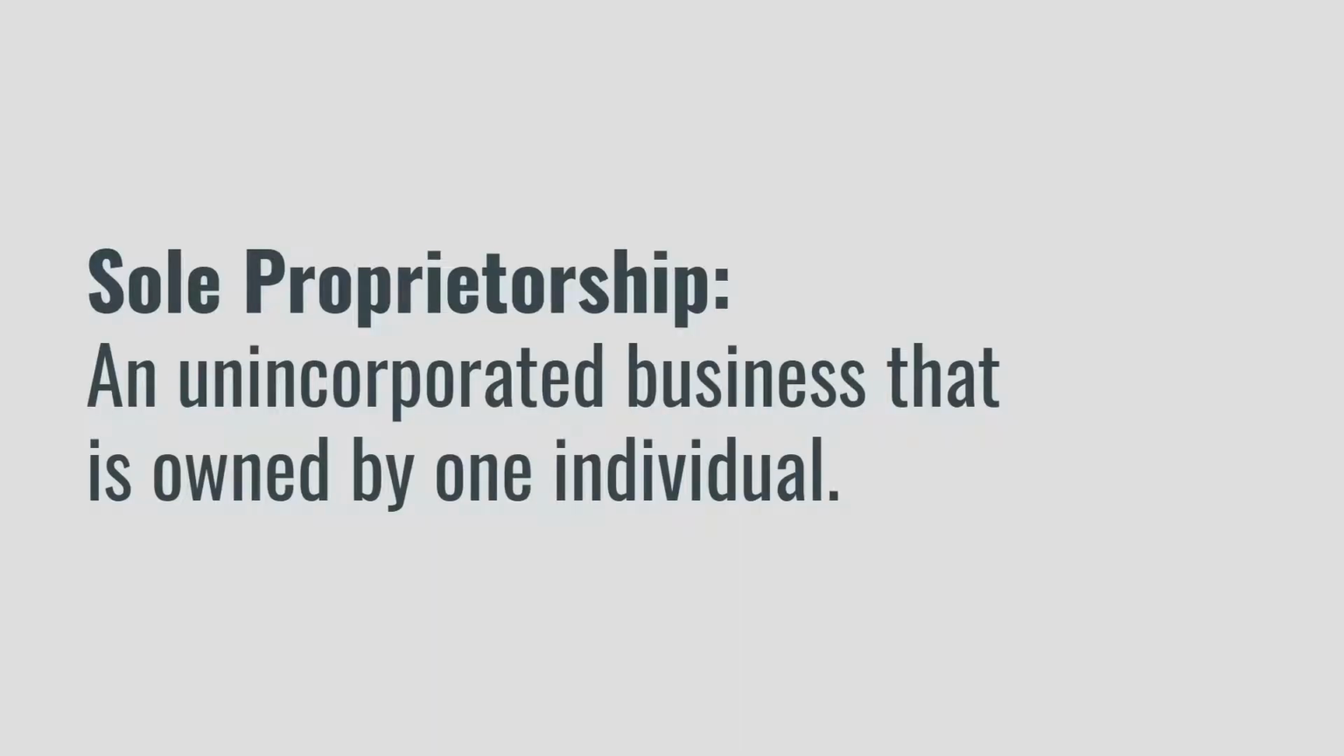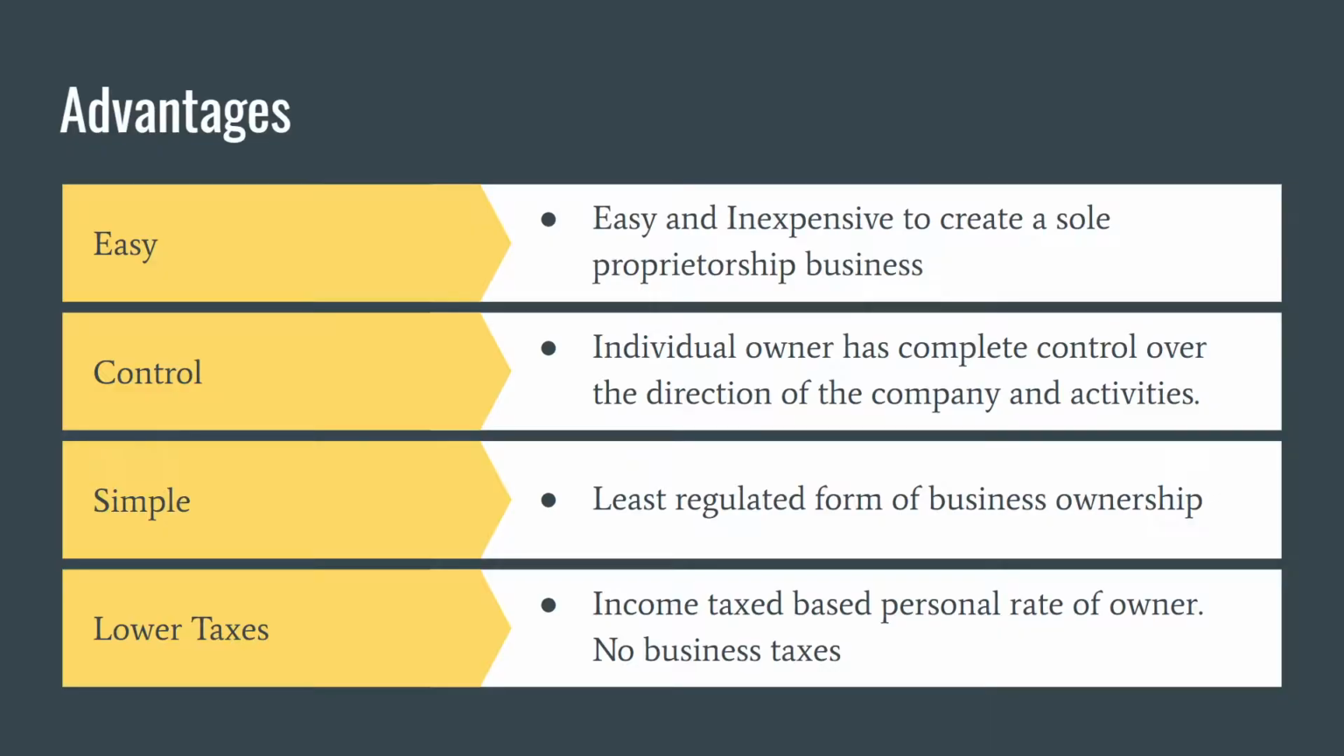One type of ownership is sole proprietorship, which is an unincorporated business that is owned by one individual. To summarize, the advantages of sole proprietorships are that they are easy, you have all the control, and they are simple as there is less regulation, and there are no business taxes. There are only taxes based on the personal rate of the owner.